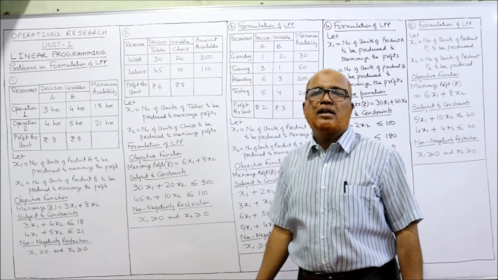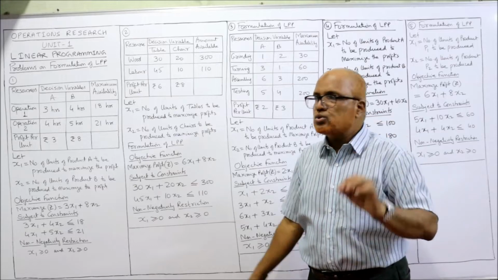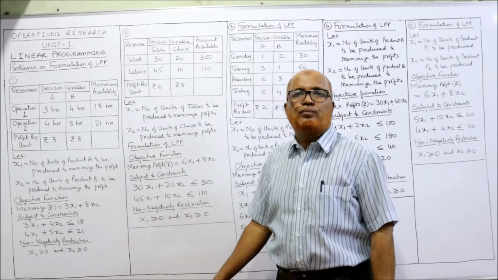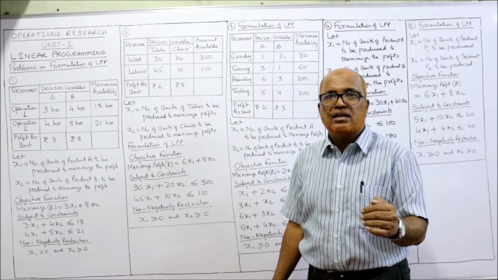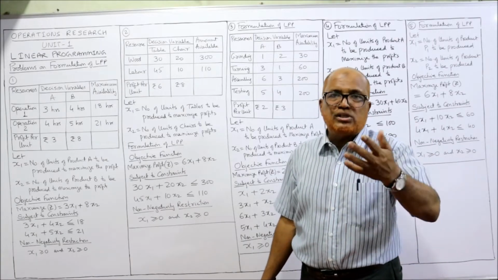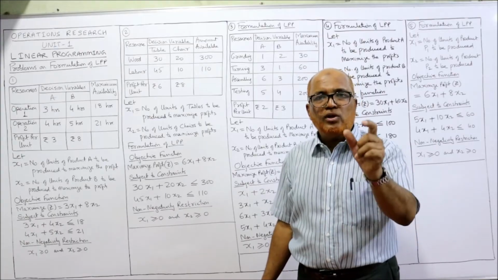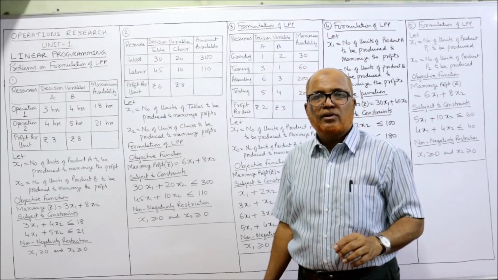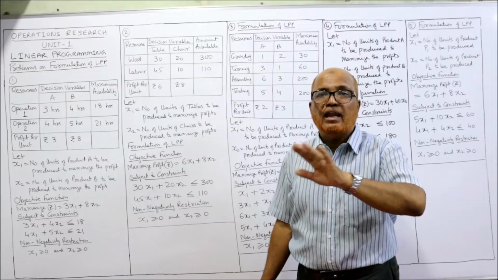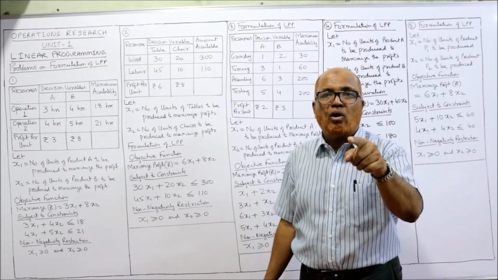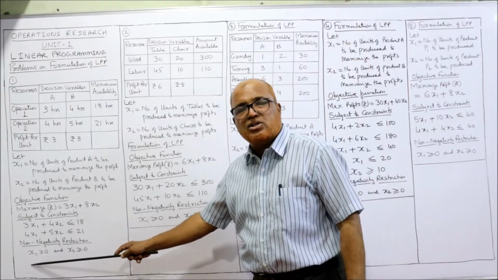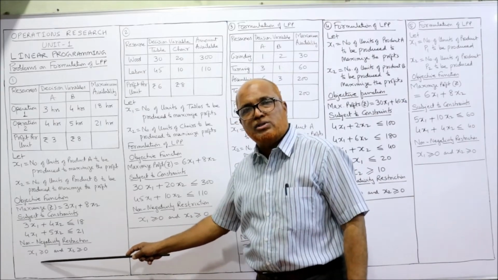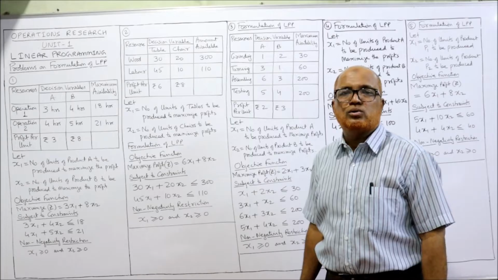And the non-negativity restriction says the values of X1 and X2 should be 0 or positive. It will never be negative because we cannot produce negative units. We can produce either 0 units or positive. The values of X1 and X2 will never be less than 0. It will always be 0 or more than 0. So that's why the non-negativity restriction: X1 greater than or equal to 0, X2 greater than or equal to 0.